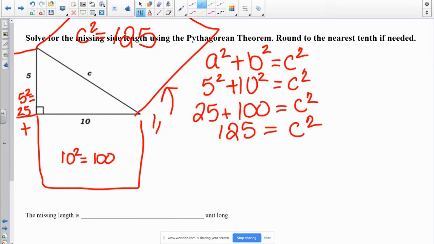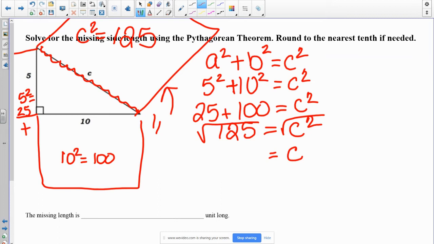Now, I don't want to know what the area of the square is. I just want to know what this length of c is, the hypotenuse. So to undo a square, or to do the inverse of a square, you square root. We're going to take the square root on both sides here. Square and square root are inverses, or opposite operations, so that gets rid of both of them. They undo each other. And then in our calculator, you're going to take the square root of 125 and then press equals.